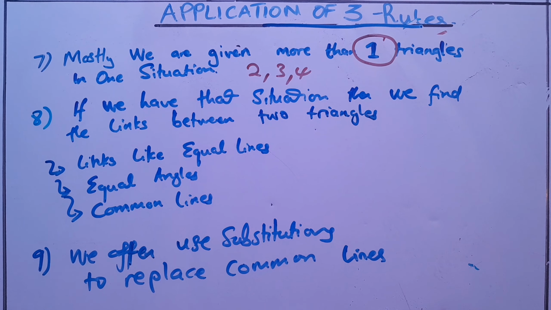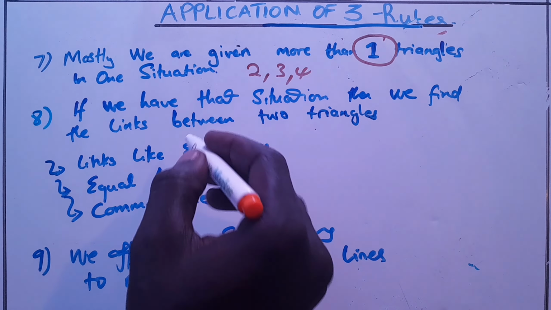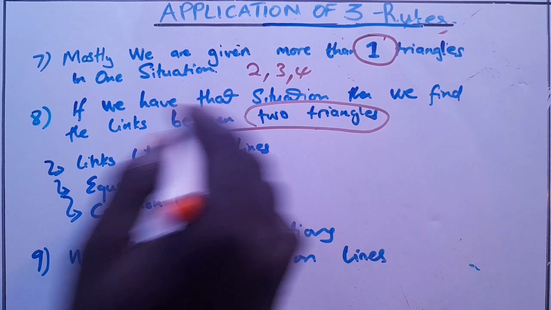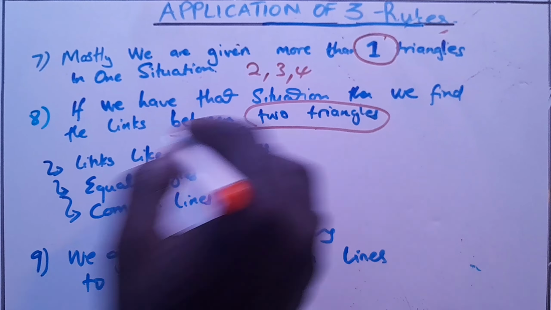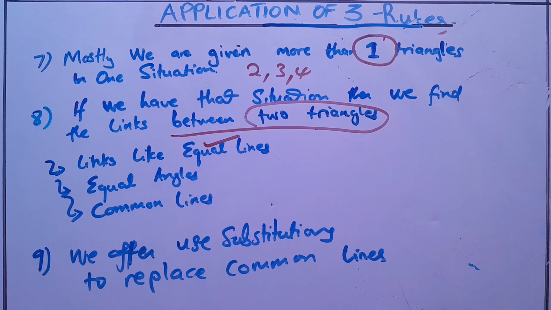situations, right? So if you're having that situation where you're having more than one triangle, this is the trick that you must use. Always find the links between those two triangles. What is linking these triangles together, right? So sometimes you can find links like equal lines. If you're having two triangles that are having equal lines, it means that you can replace that line in one triangle with that other line in the next triangle, right?